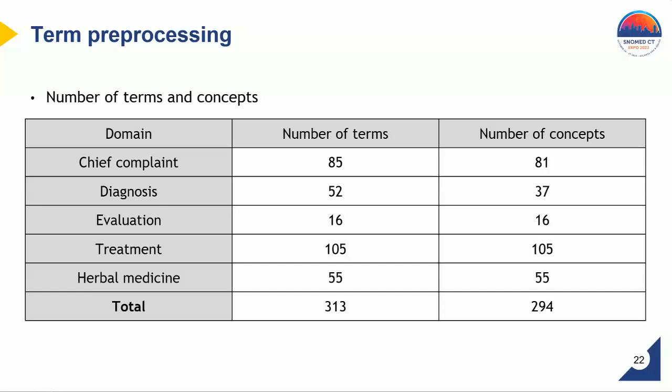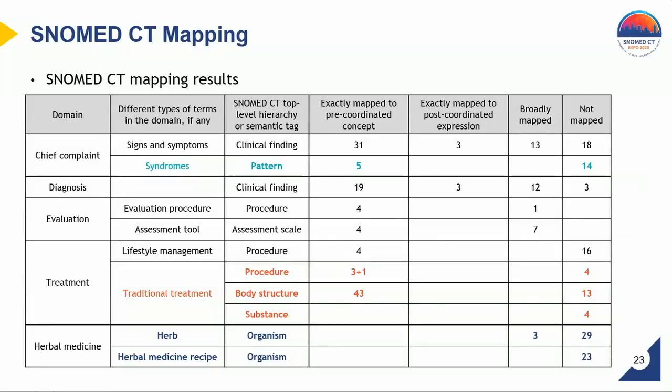After pre-processing of identifying preferred term among terms within the same meaning-based groups, there were a total of 294 preferred terms identified. These became the source terms for the mapping. Now this table represents results of SNOMED CT mapping by CPG sections and source term domains.